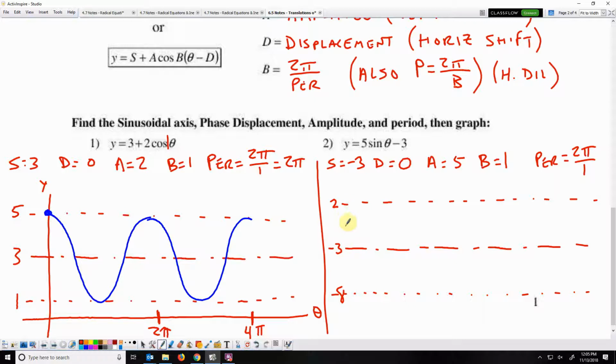0 is between -3 and 2. So I'll put my theta axis right in here, a little closer to 2 than -3. I went a little too far with that one because I need to put in a theta.